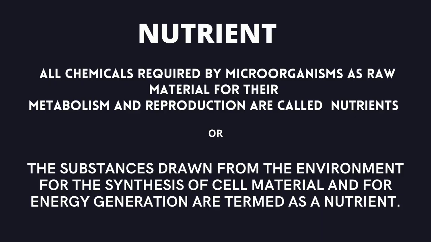So what is a nutrient and why do we need it? For the healthy growth of a microbe, it has to complete certain life processes like metabolism and reproduction. These processes require energy, right? And now, where do we get this energy from? Yes, from nutrients. Nutrients are chemicals which are required by microorganisms as raw material for their metabolism and reproduction. It can also be defined as substances which are drawn from the environment for the synthesis of cell material and also for energy generation.